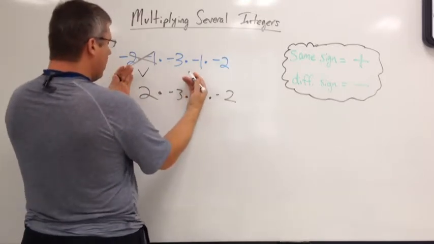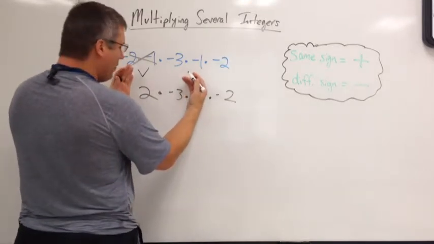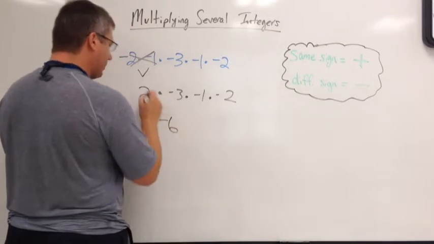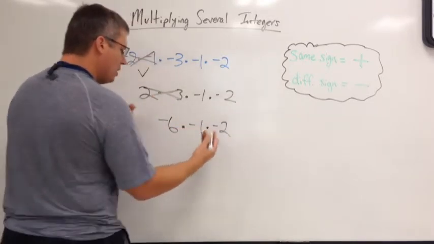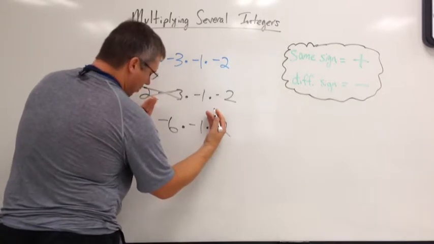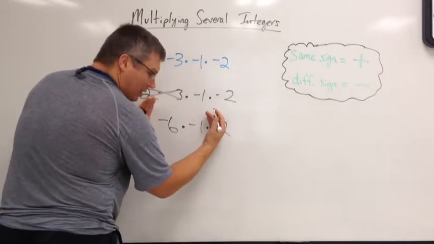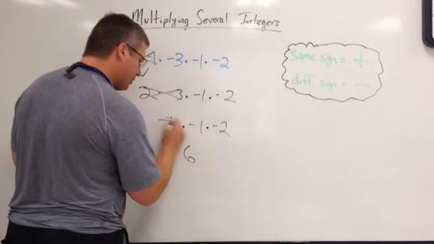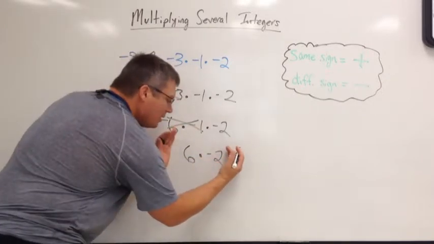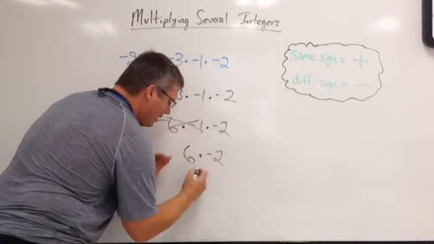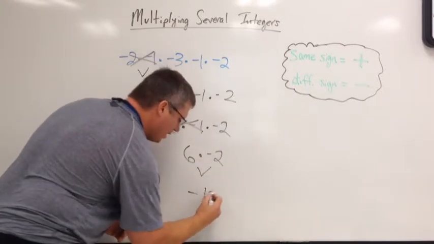Next two numbers, 2 times -3, they're different signs, so that's -6. They're done, times -1 times -2. -6 times -1. They're same sign, so that's positive, +6. They're done, times -2. Different signs give me a negative answer. 6 times -2 is -12.